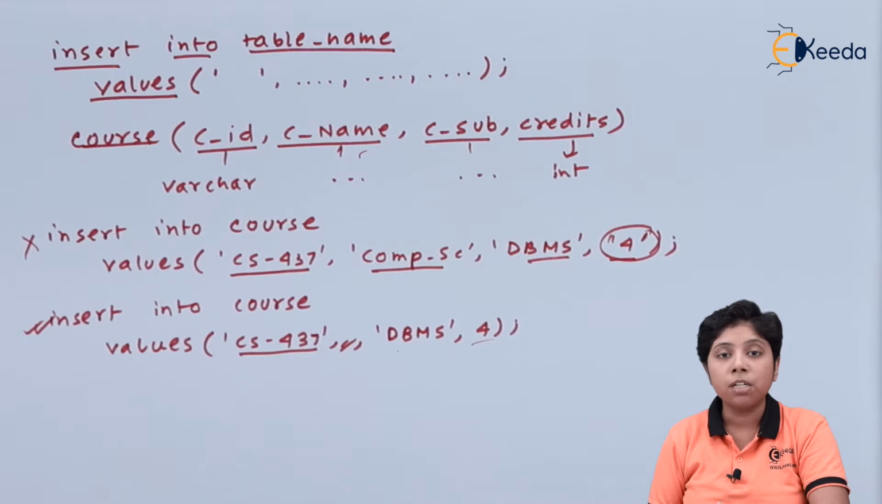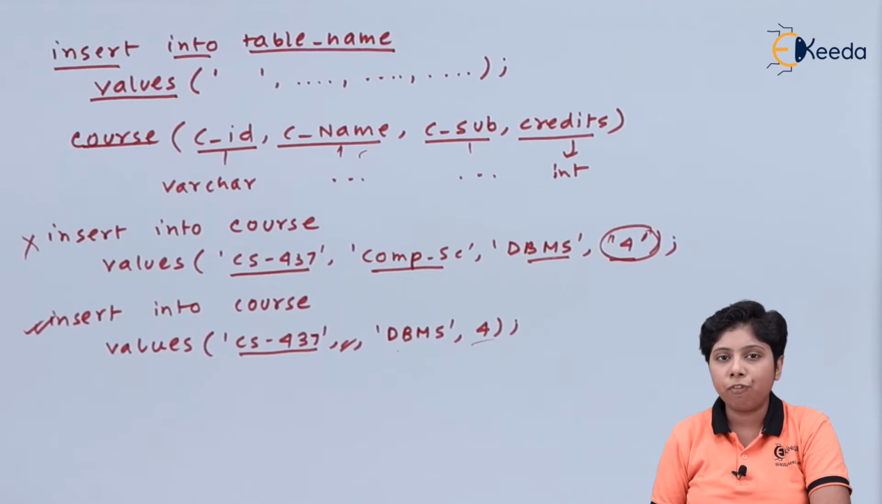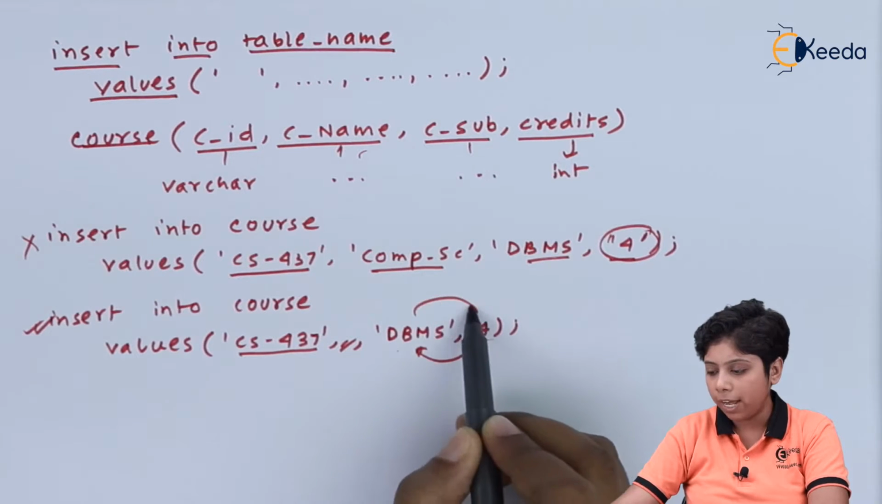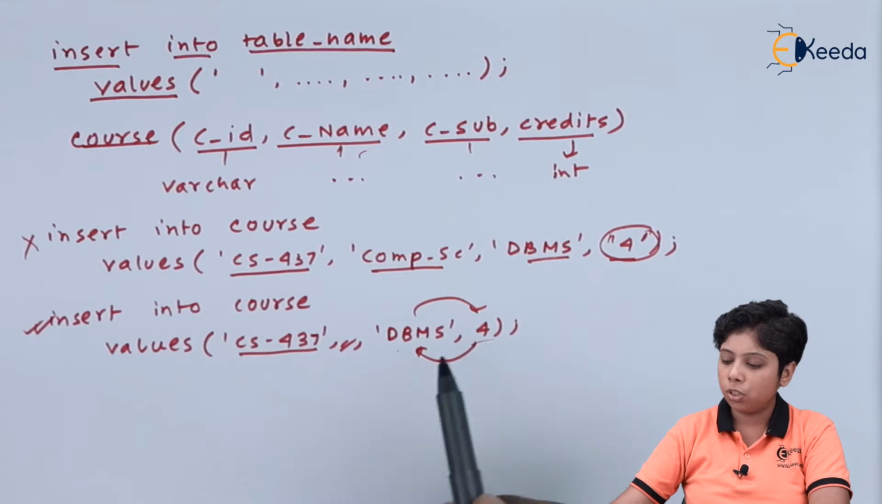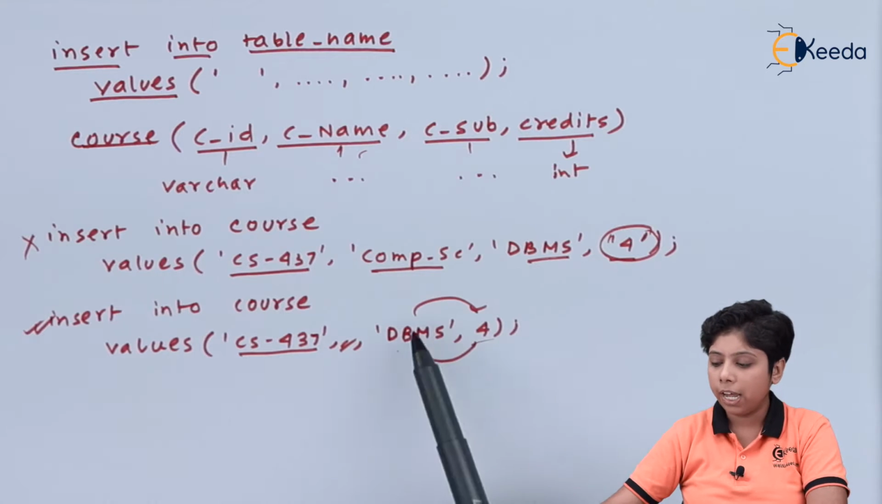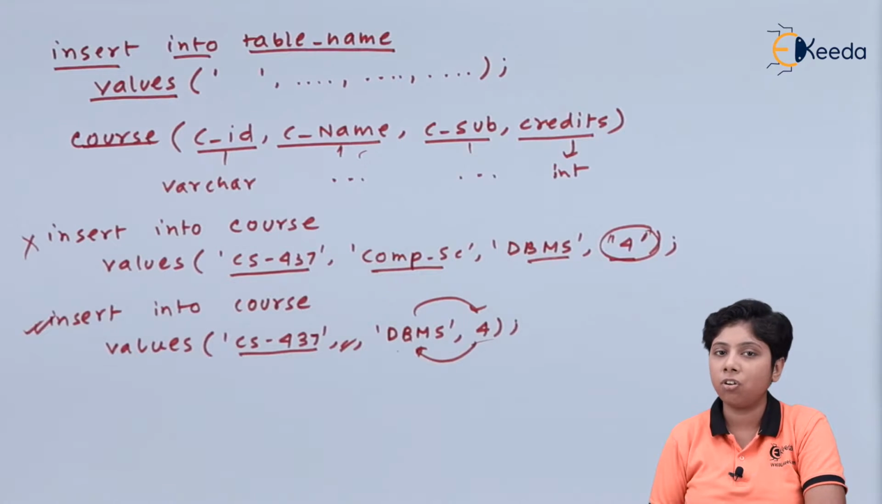Now we will do some constraint checking and predicate checking while inserting a value. If there is a constraint mismatch or the ordering is different from this one, then there will be an error. Say suppose I have reversed the order of 4 and DBMS. Now 4 is an integer which is not a varchar, so it will be an error. Again, DBMS is a character, not an integer, so it will be an error. So this type of ordering problem is there in insertion, and we need to keep it in mind.